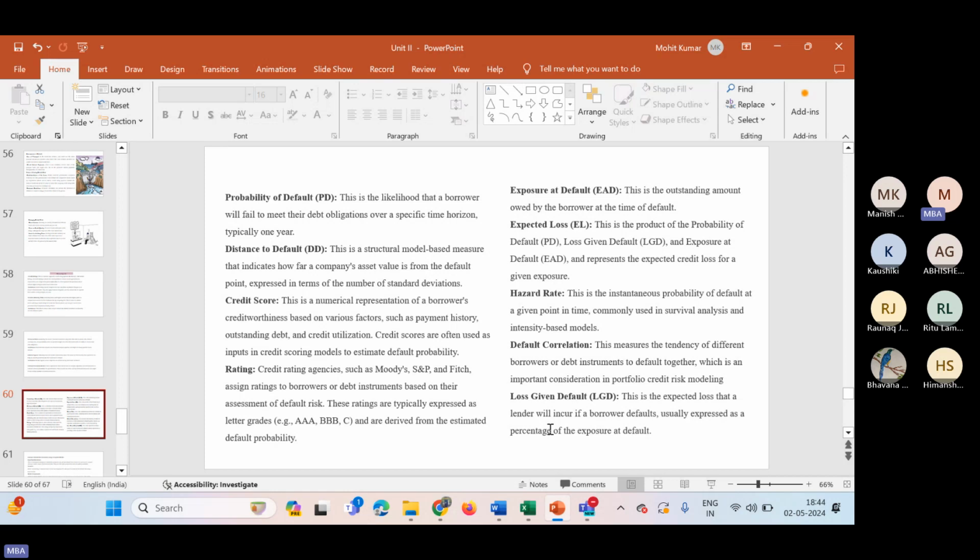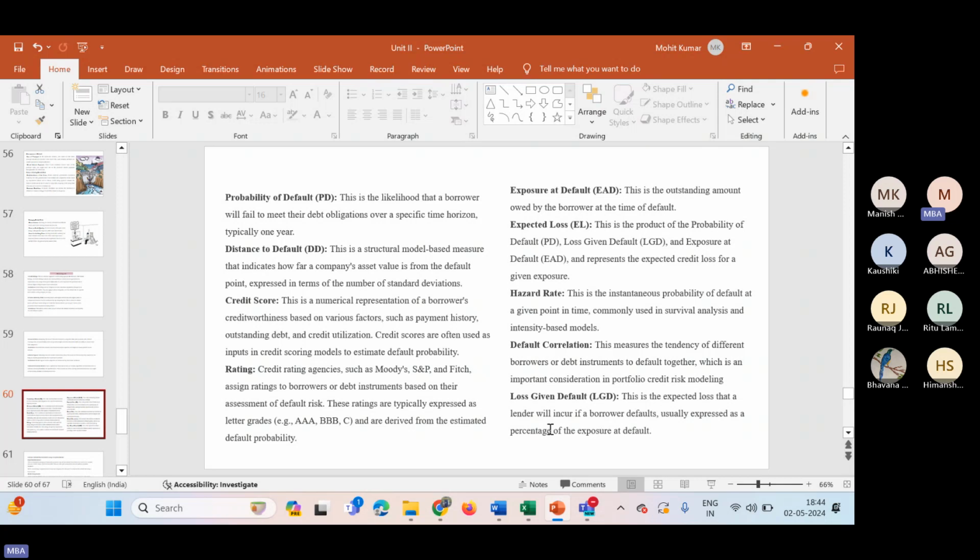That kind of relation when we measure it, it's called default correlation. Lastly, we have loss given default. This is the expected loss that a lender will incur if a borrower defaults, usually expressed as a percentage of exposure at default. Suppose there is a default, what would be the actual loss you will incur?